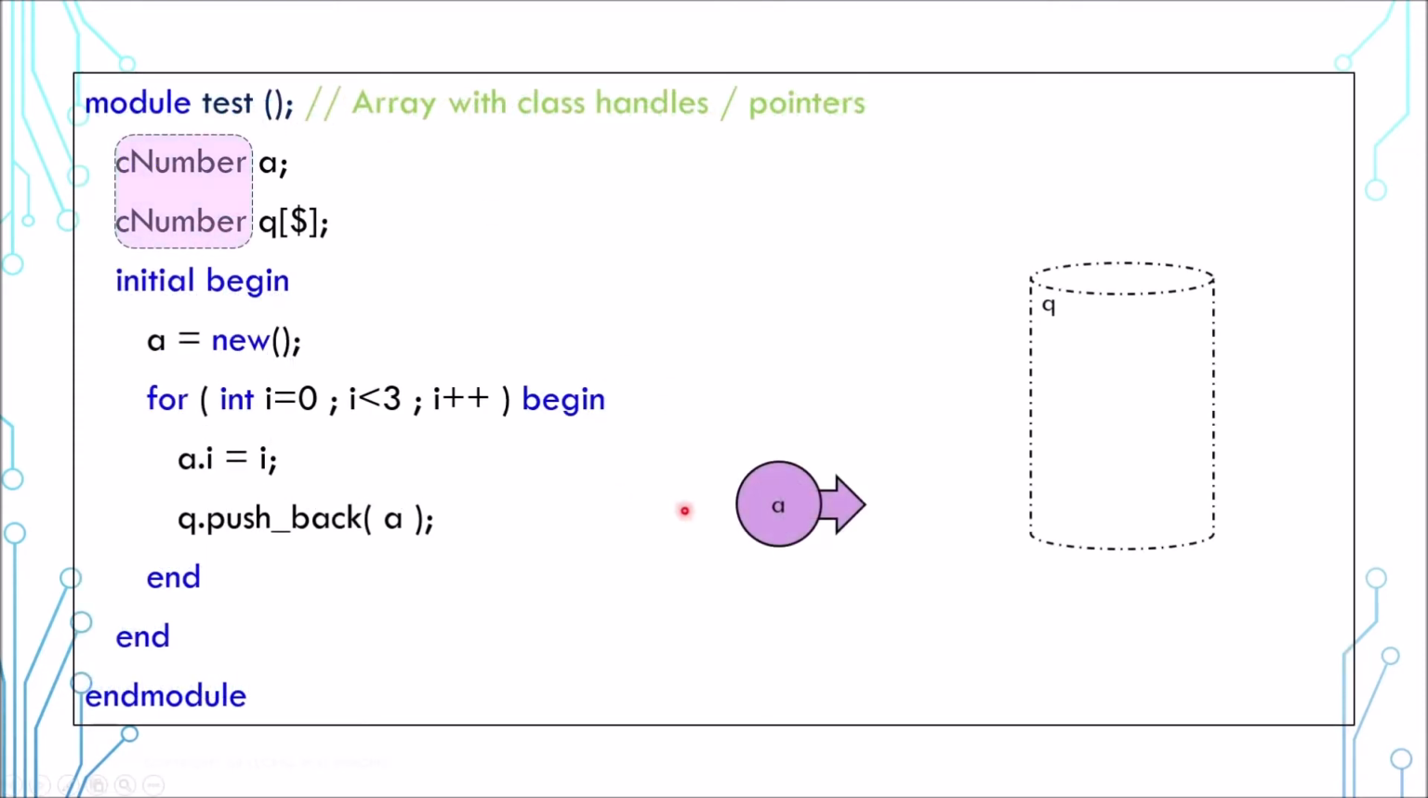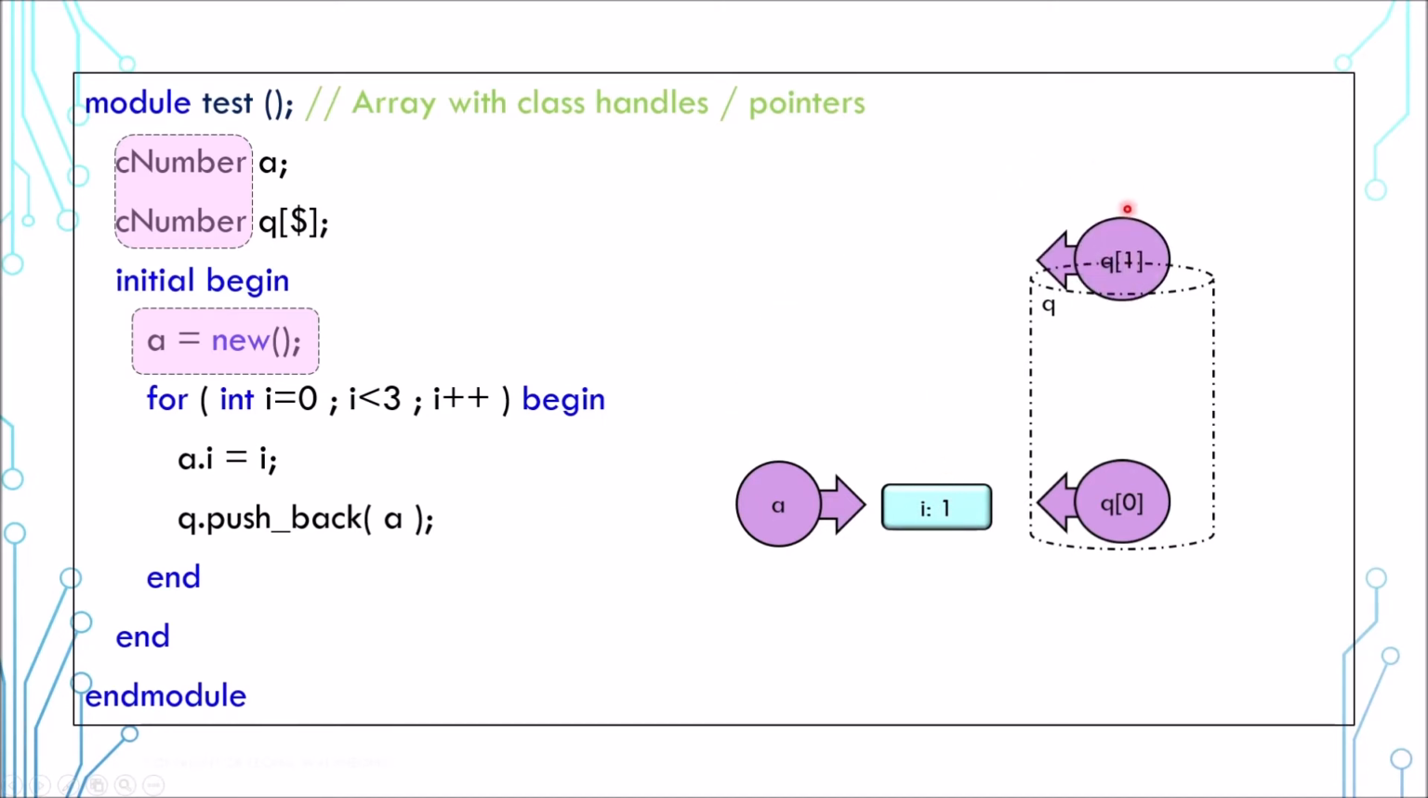This is the same example but with C number. There is a C number handle a and a C number array q. First, we need to instantiate the handle a, then we can change the value of the object, and then we can put a handle into the array. Now we change the object for a second time, and a second handle is being put into the array. However, the handle is pointing to the same object as a, because that's what copying handle means.